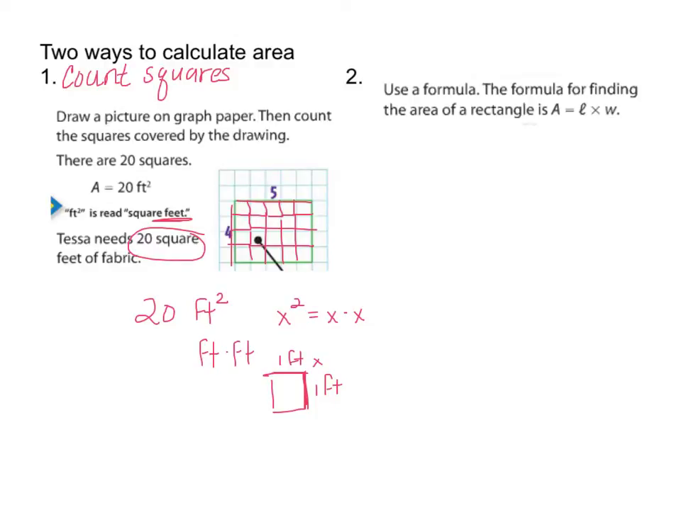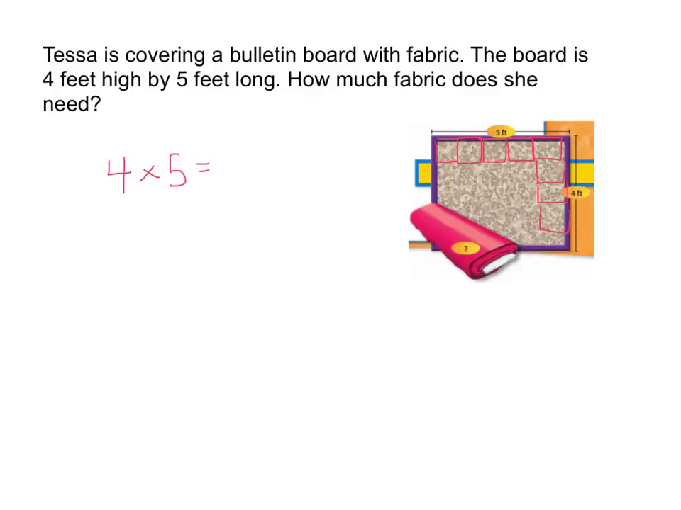Our second method would be using a formula. The formula for finding the area of a rectangle is length times width. So since my length is 4 and my width is 5, I would multiply those to get 20 square feet. So the solution to our problem, 4 feet times 5 feet, is 20 square feet.